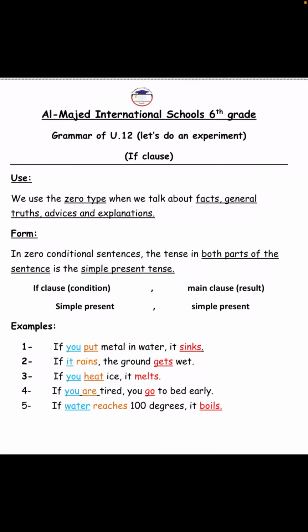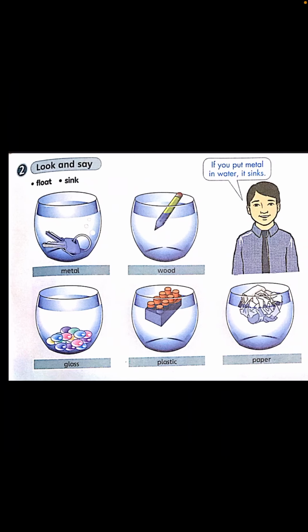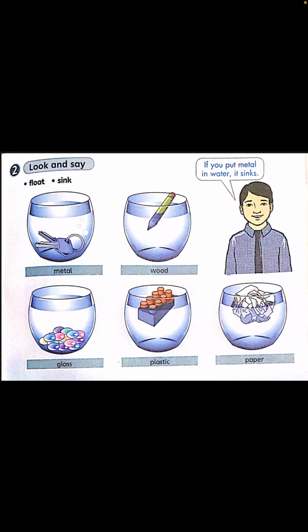Clear, sixth grade? Now, let's move to exercise number 2, page 61. Here, we are going to write sentences using zero conditional type. Look at the first picture. We have metal.